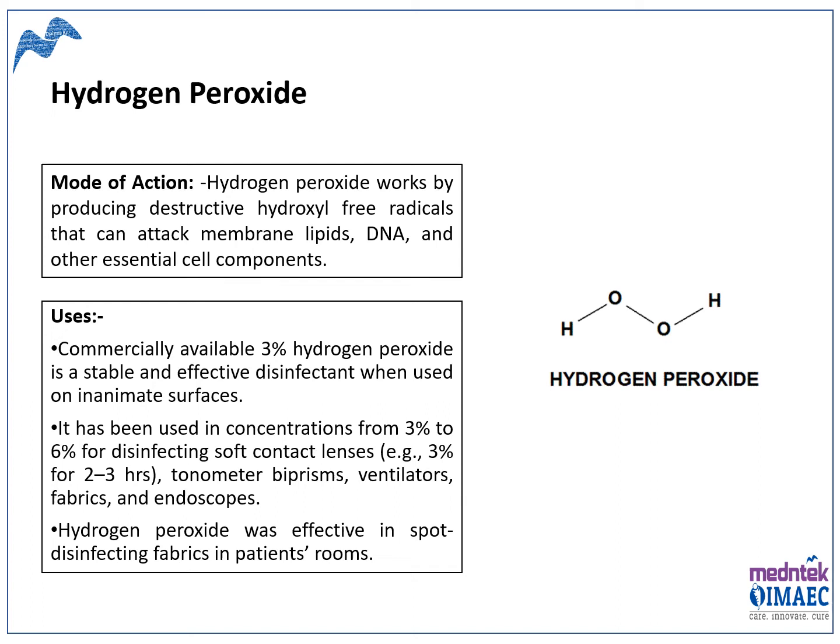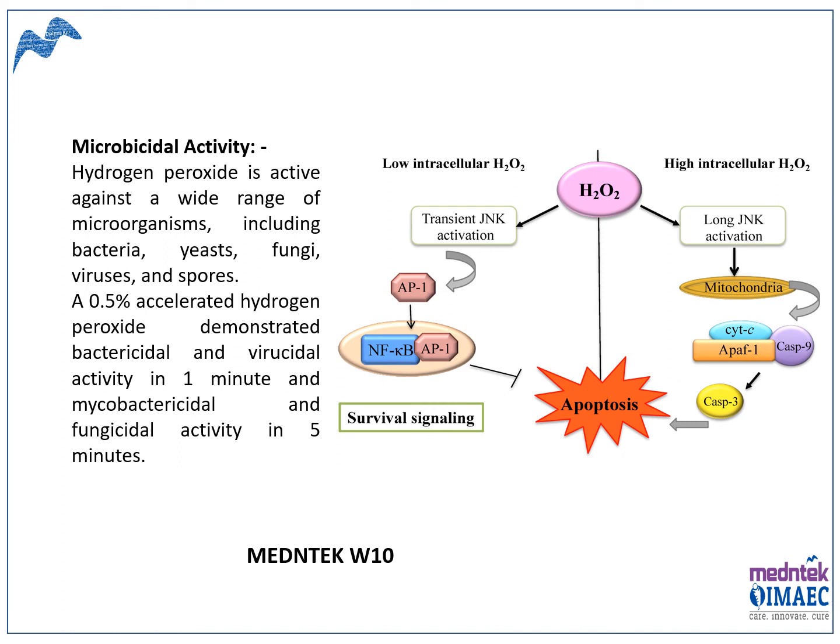It has been used at a concentration of 3 to 6% for disinfecting soft contact lenses, like 3% for 2 to 3 hours, tonometers, biprisms, ventilators, fabric, and endoscopes. Microbes release free active molecules, free radicals. Hydrogen peroxide is very active against a wide range of microorganisms including bacteria, yeast, fungi, viruses, and spores.